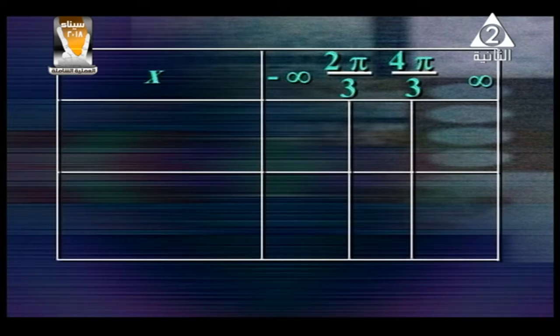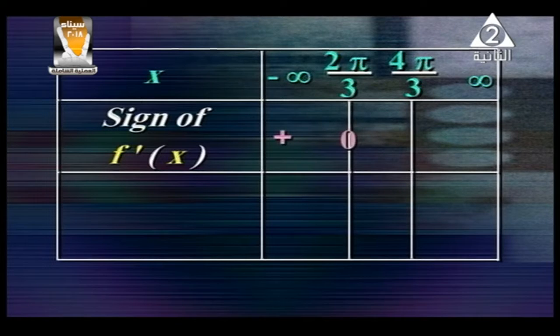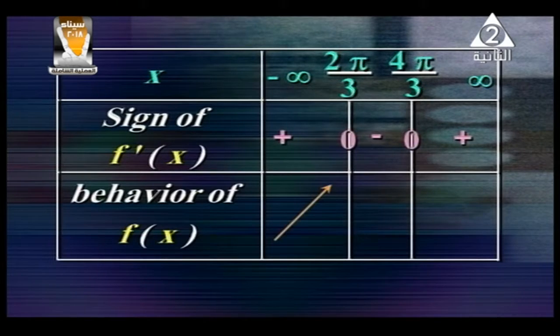The first column is x. The second column, first interval, negative infinity to 2 pi over 3. Third column, 2 pi over 3 to 4 pi over 3. Fourth column, the last interval, 4 pi over 3 to infinity. Sign of f dash: positive in the first interval, negative in the second, positive in the third. Then the behavior is increasing, decreasing, increasing.